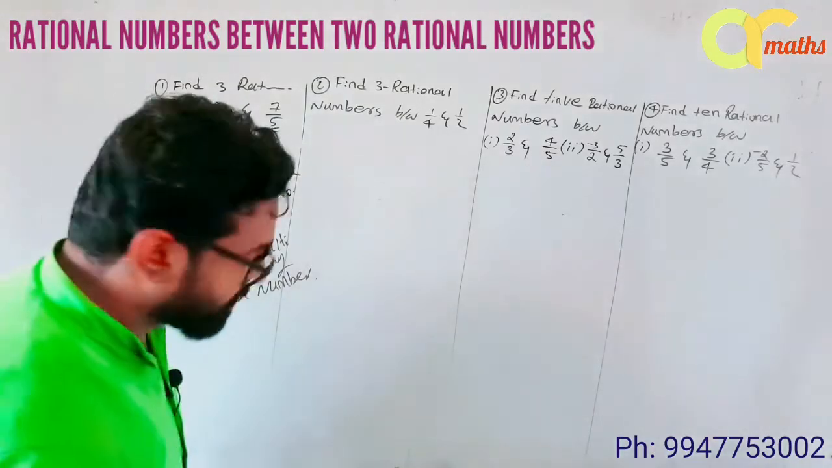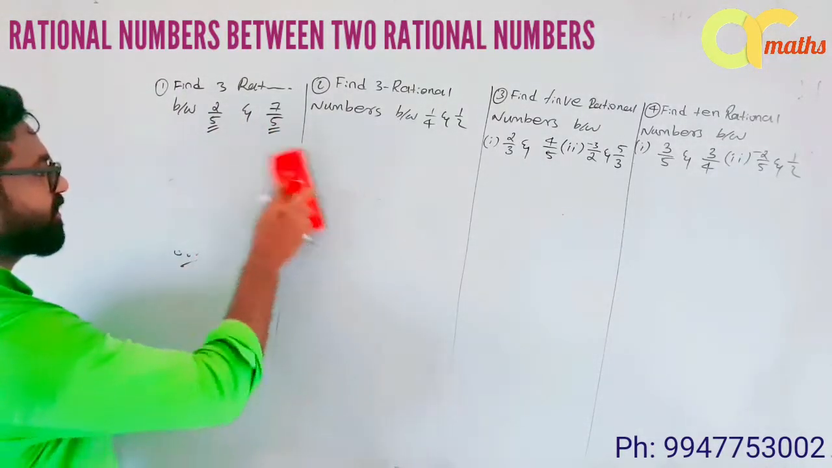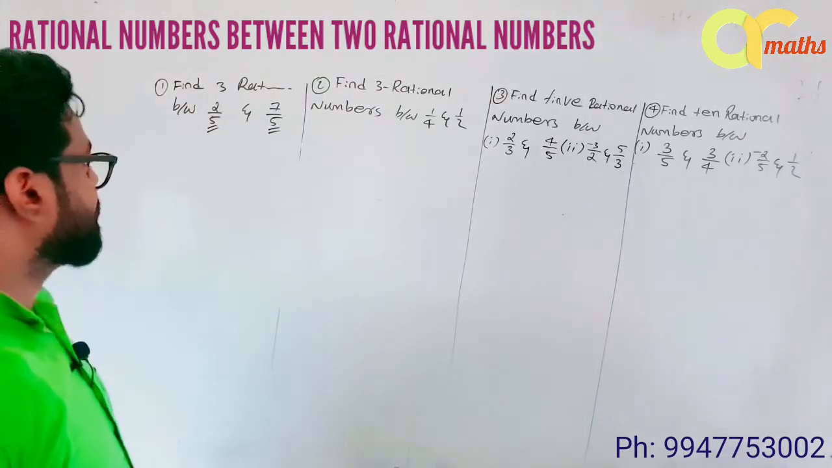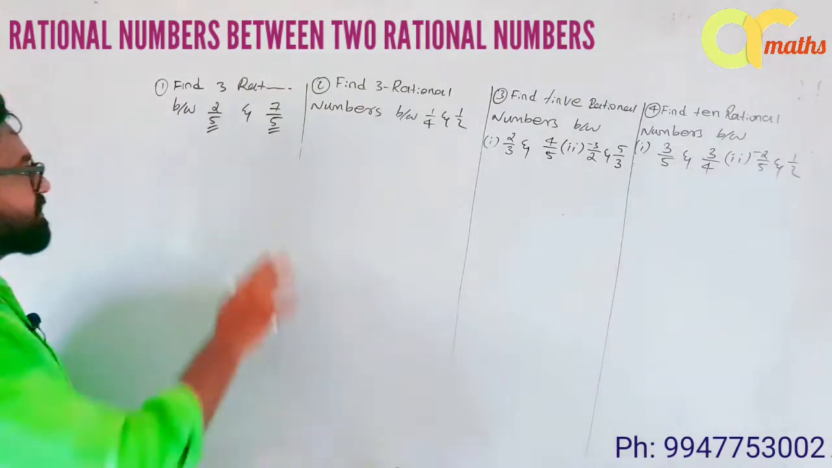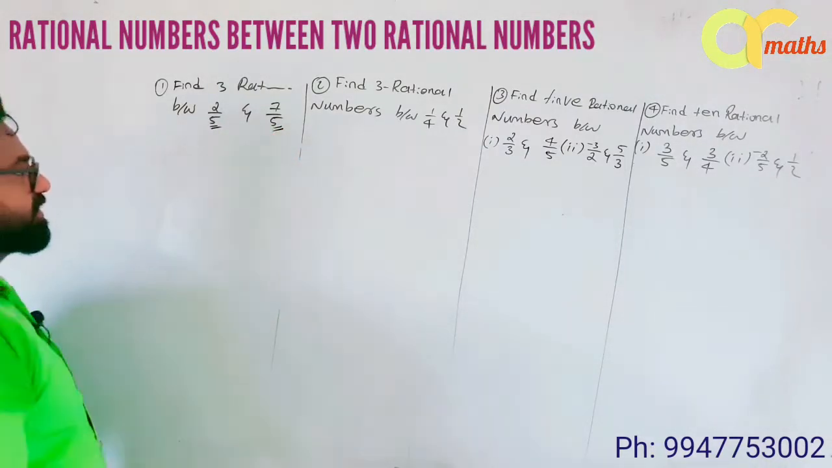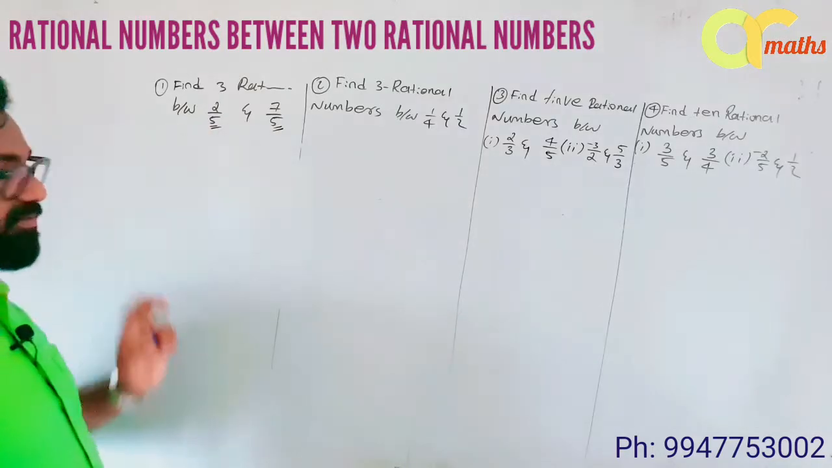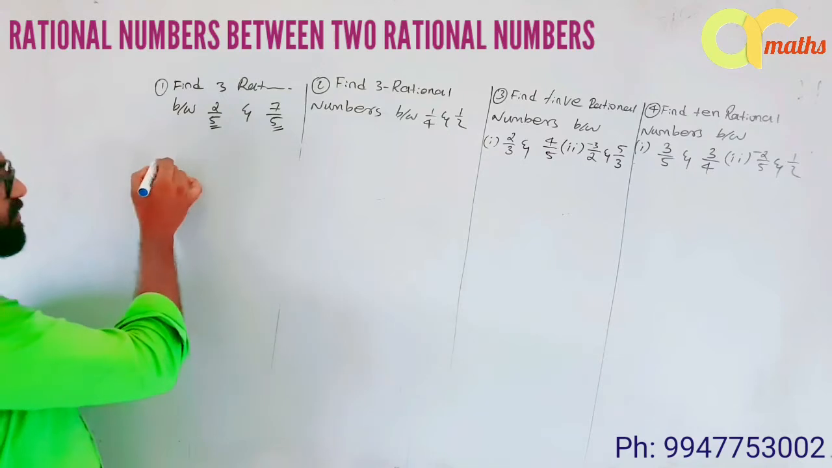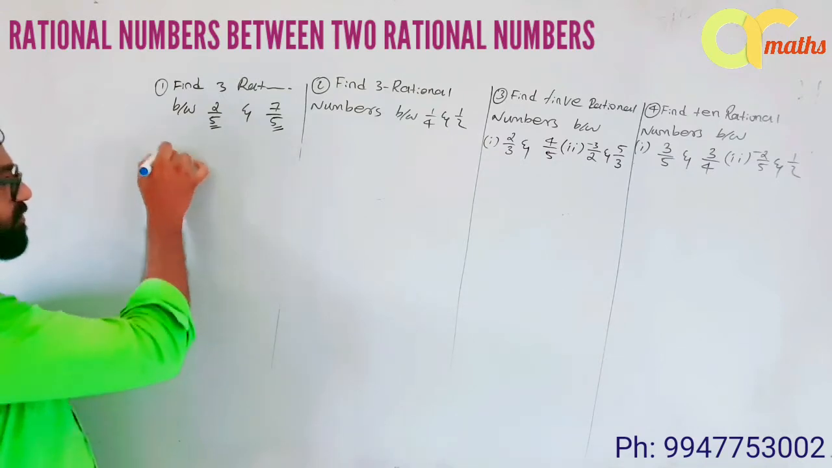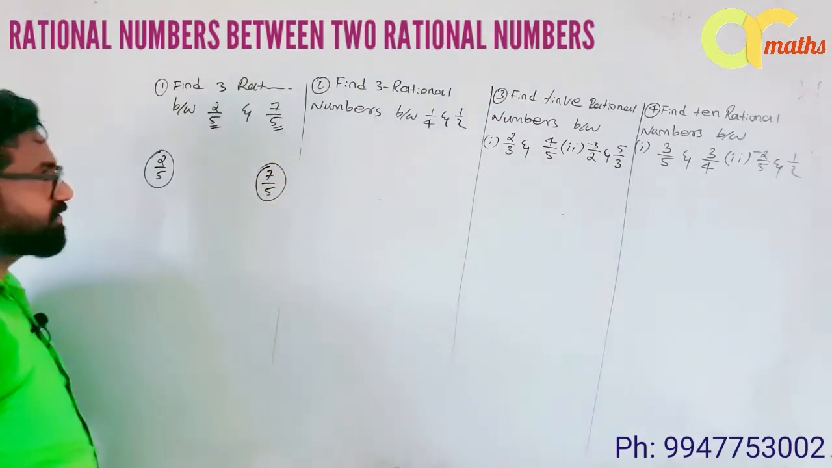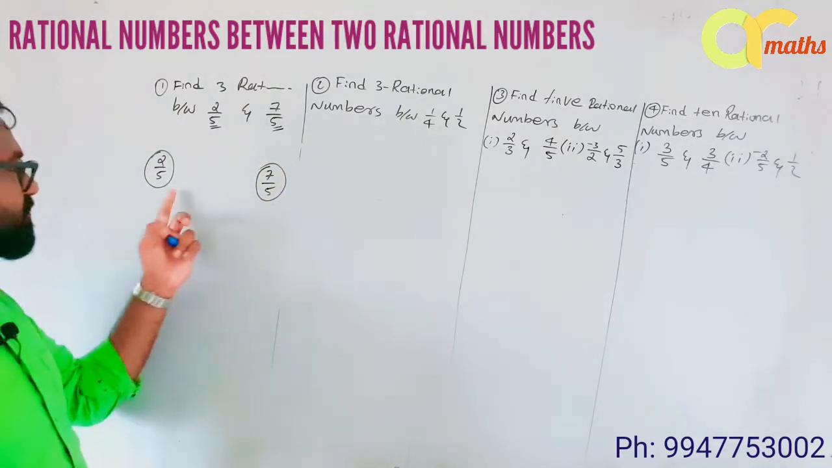Listen. Here we have to find three rational numbers between 2 by 5 and 7 by 5. What is our first step? Make the denominator the same number. So here the denominators are equal, 5, 5. Next, what are the numbers? First number is 2 by 5. Last number is 7 by 5. We want three rational numbers between these two numbers.